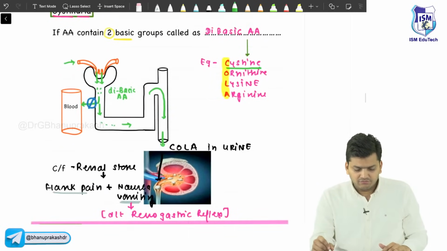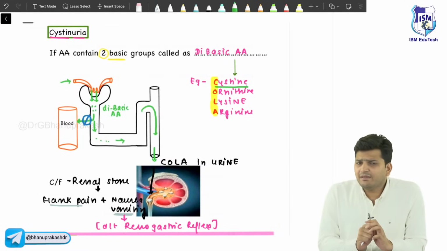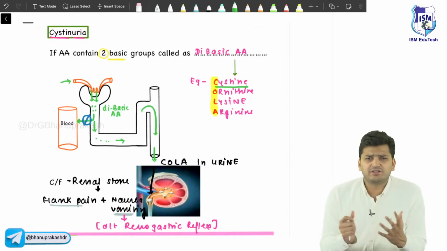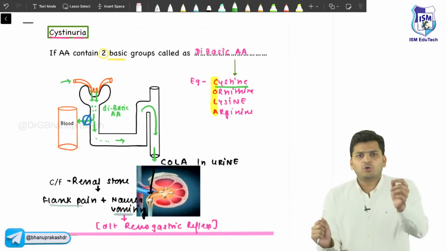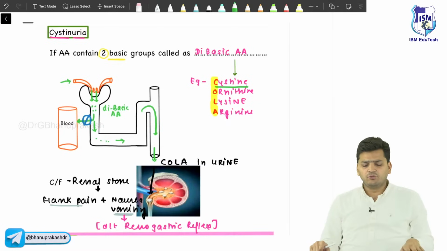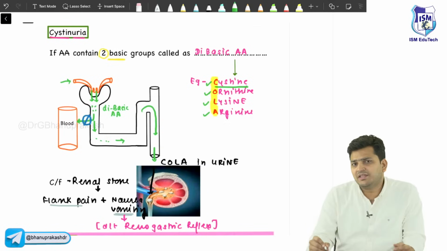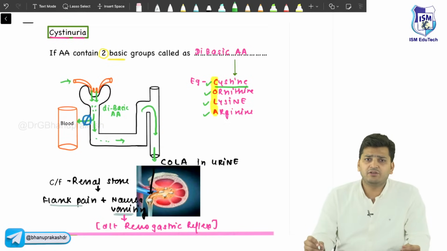Now coming to the next, cystinuria. What is cystinuria? It's very simple. Dibasic amino acids coming in the urine is called cystinuria. What are the dibasic amino acids? Simple mnemonic, COLA. COLA is coming in the urine, cystinuria. What is COLA? Cysteine, ornithine, lysine, arginine. If they are coming in the urine, it is called cystinuria.